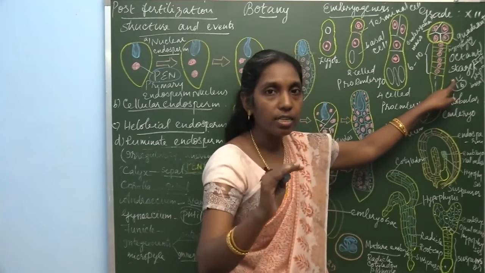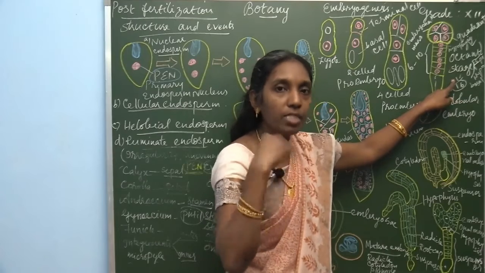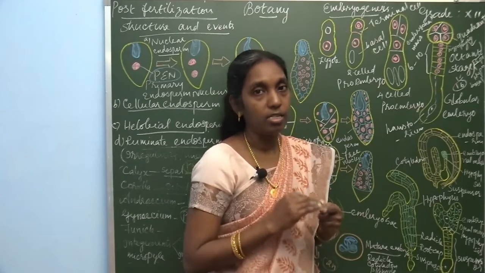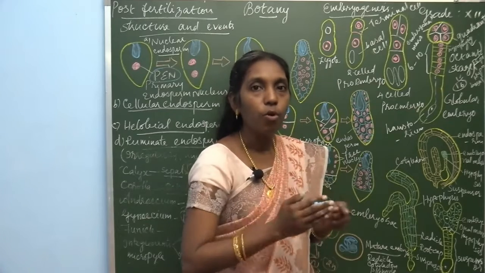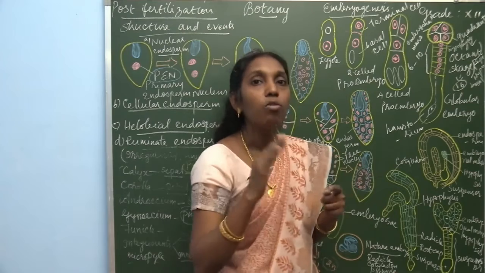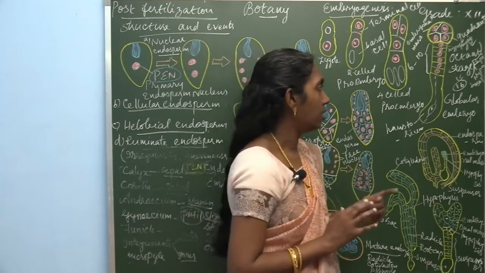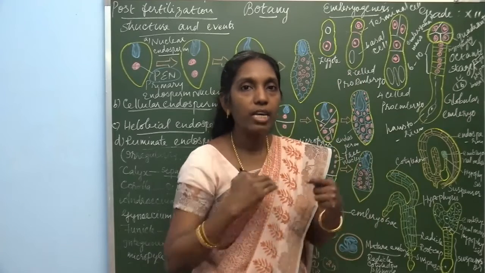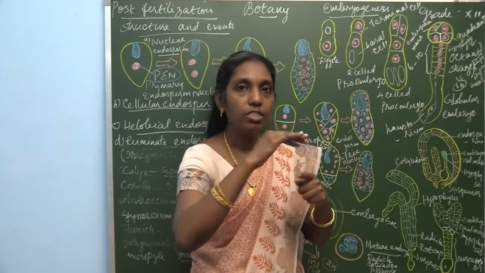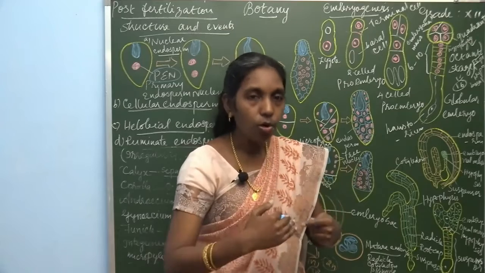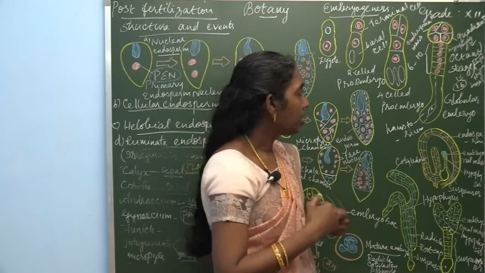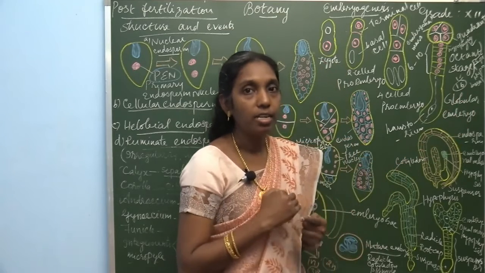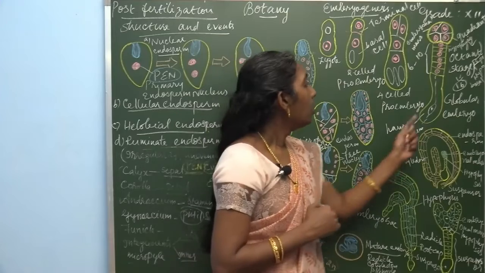Now this 8-cell stage, or the octant stage, undergoes division and produces the 16-cell stage. So 2, 4, then 8, now the 16-celled stage. This 16-celled stage is also arranged as 2 tiers of cells. In the upper region there are 8 cells arranged, and in the lower tier there are another 8 cells. Likewise, it produces the 16-celled stage.